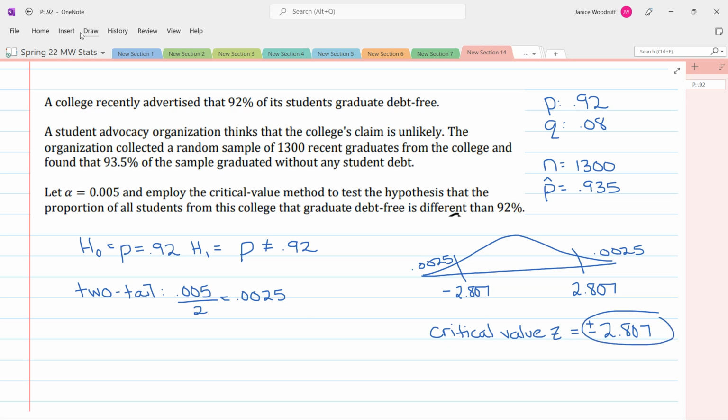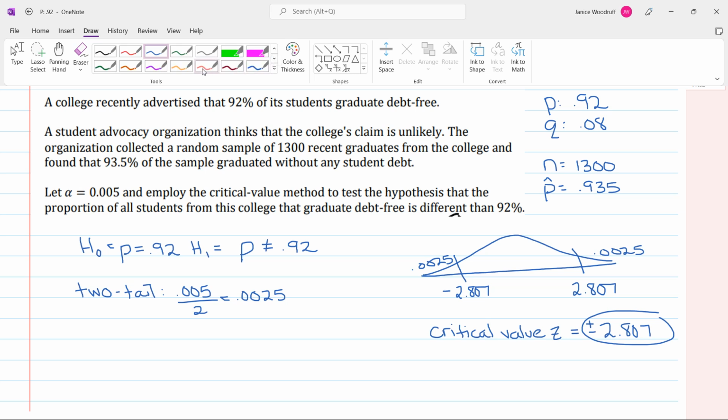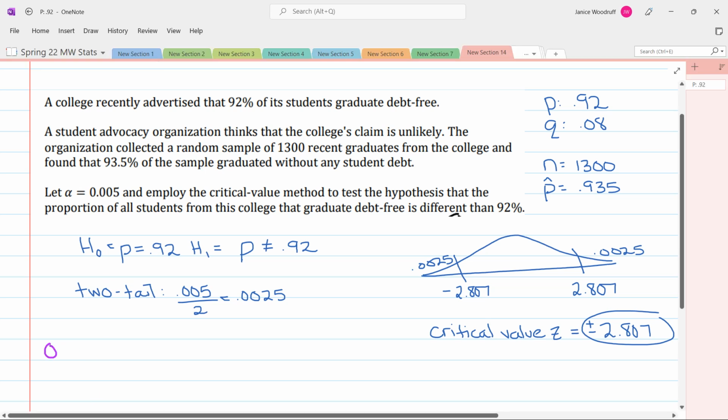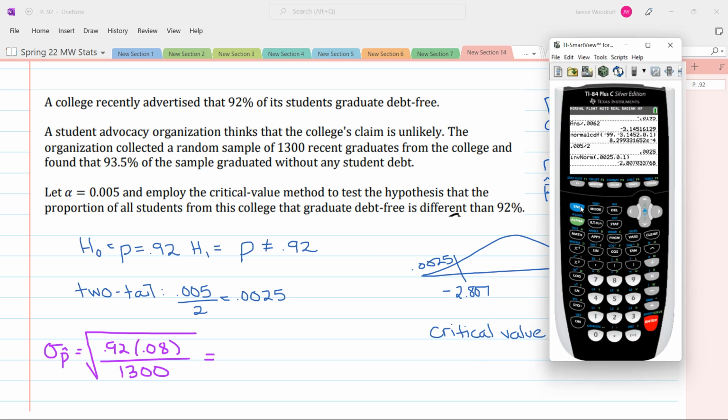Okay, so let's find our test statistic now. We're going to first start by finding the standard deviation of p-hat. So we're going to go square root of 0.92 times 0.08 over 1,300. Square root 0.92 times 0.08, close that, over 1,300. That gives me 0.0075.